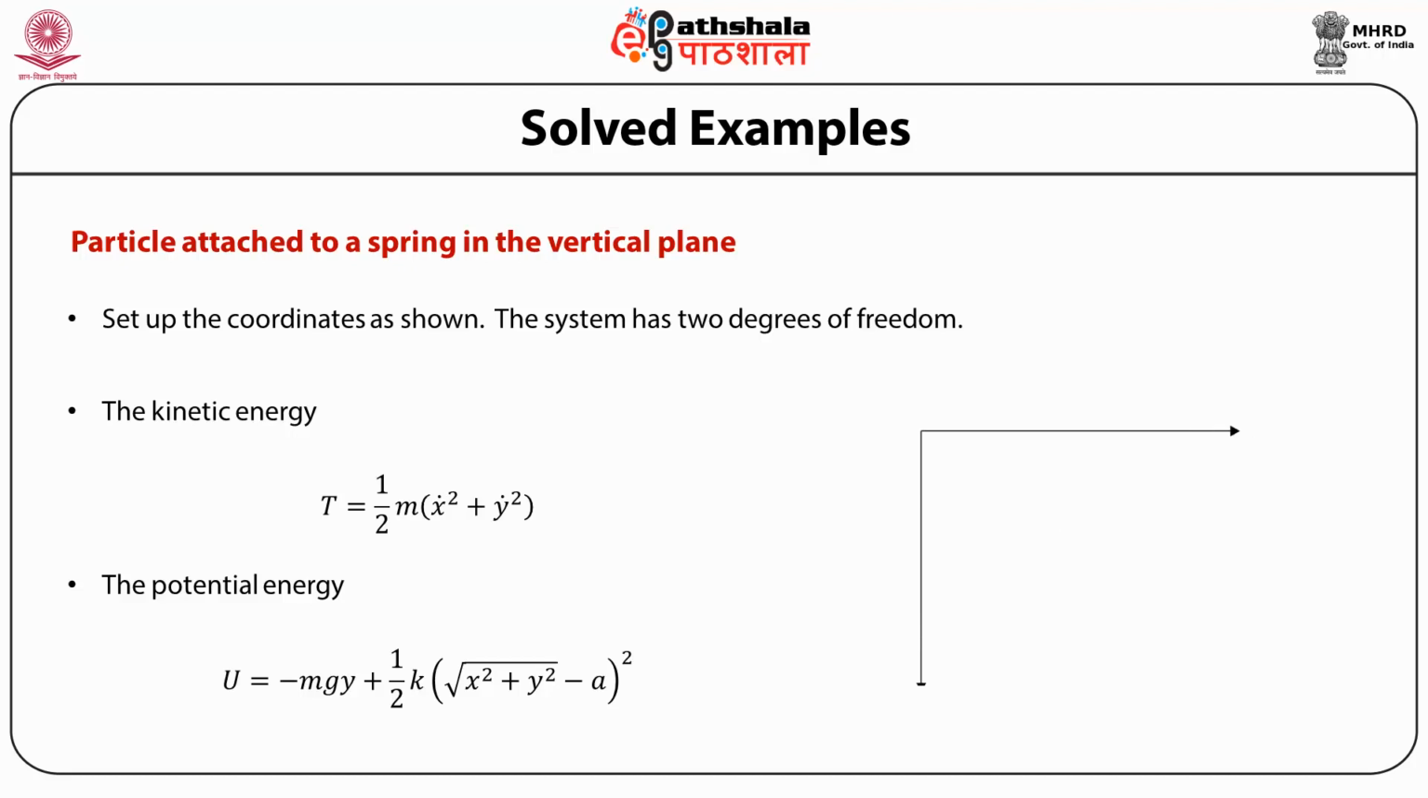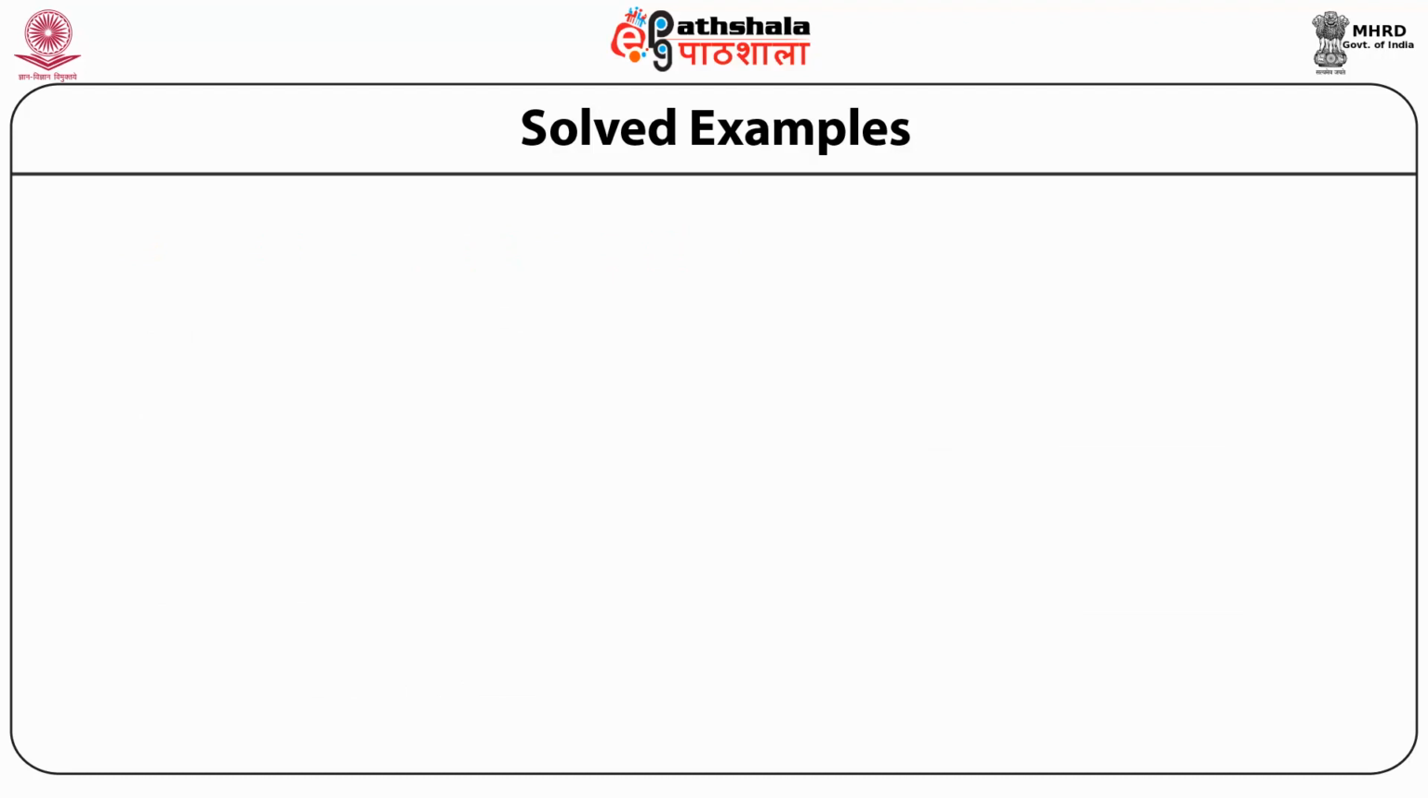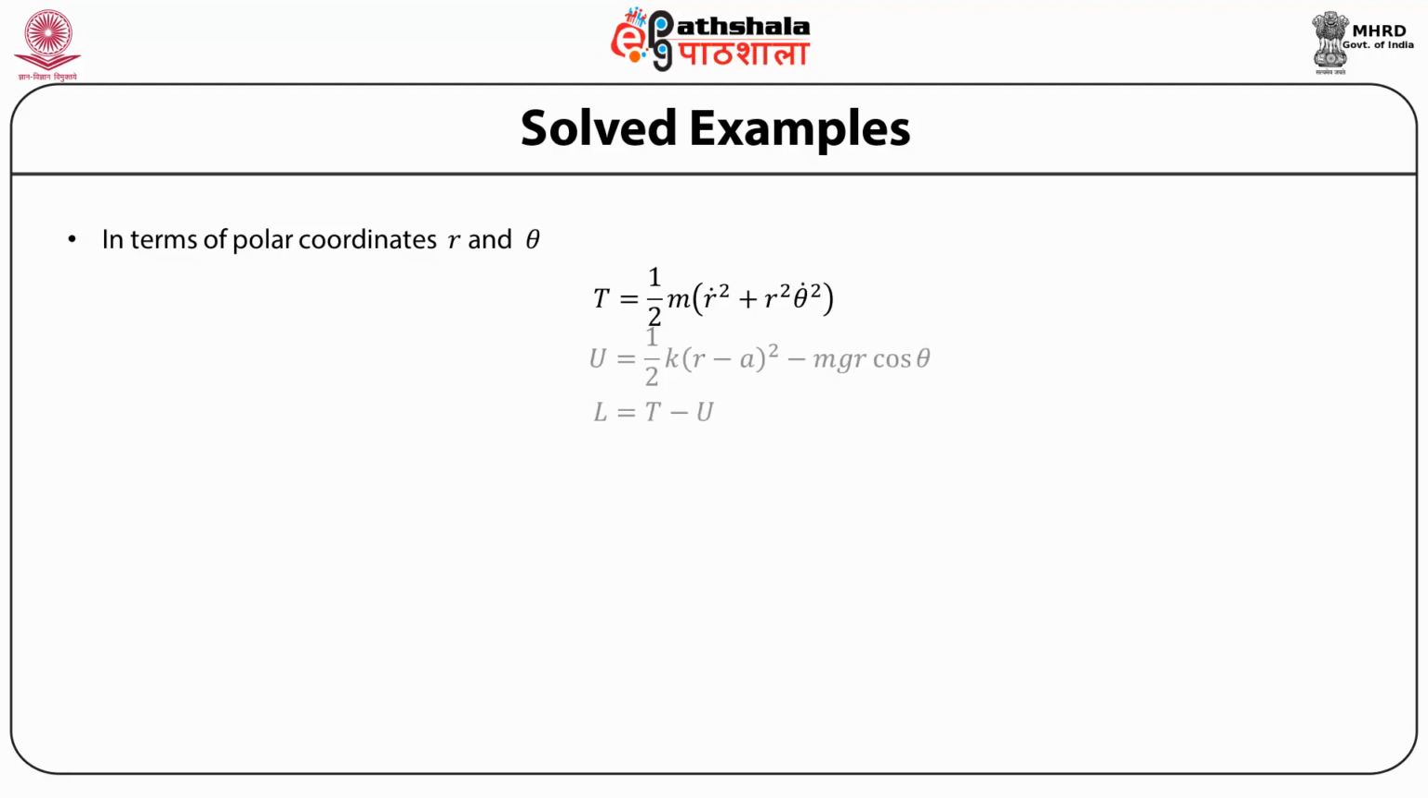Therefore, under root x square plus y square minus a is the extension in the spring, and the spring energy is then half k into extension square, which is half k into under root of x square plus y square minus a whole square. Writing x and y in terms of the polar coordinates r and theta, we can rewrite the kinetic energy as half m r dot square plus r square theta dot square, and the potential energy U equal to half k r minus a whole square minus mgr cosine theta.